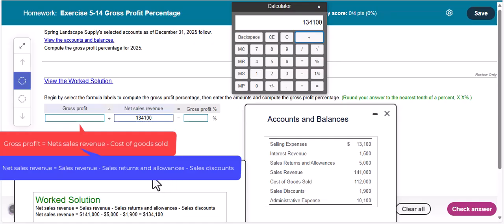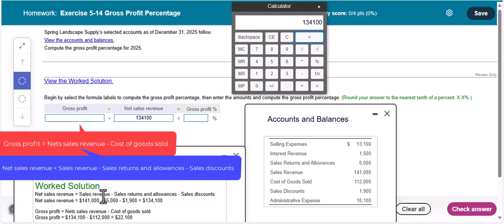And then in order to get our gross profit, we need our net sales revenue less our cost of goods sold. So luckily enough, we still have that net sales revenue here that we just calculated, and then we just have to subtract out the cost of goods sold. So that is 112,000. And that is going to give us our gross profit of 22,100. We'll enter that in. So now we can finally calculate our formula here for the gross profit percentage.